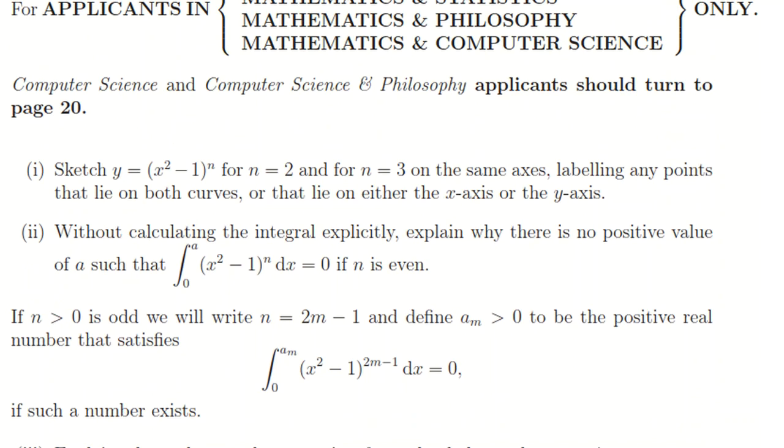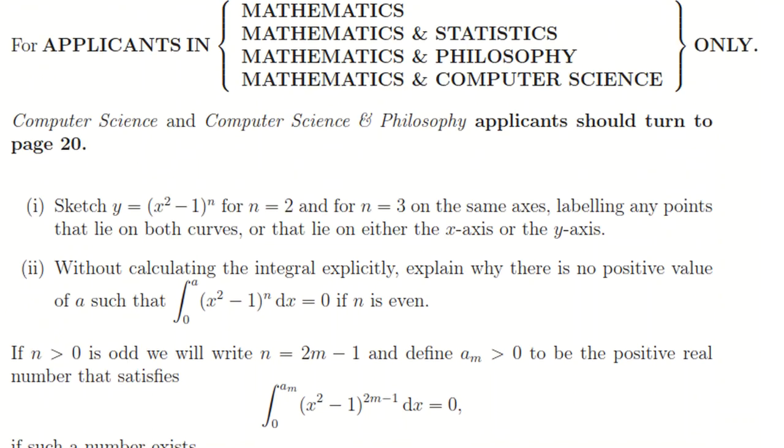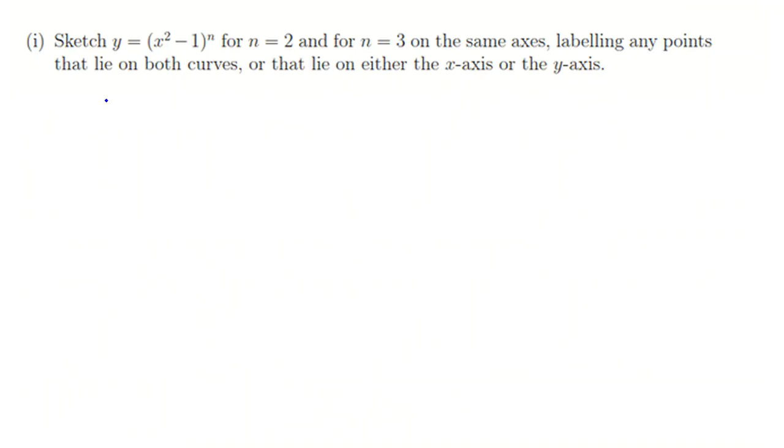related to drawing graphs and also integrals. It says, sketch y equals x squared minus 1 to the n for n equals 2 and 3, on the same axes, labeling any points that lie on both curves or that lie on either the x-axis or the y-axis. Okay, let's focus on n equals 2 first.